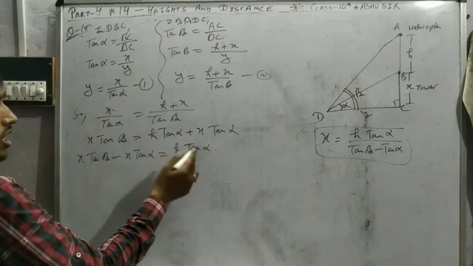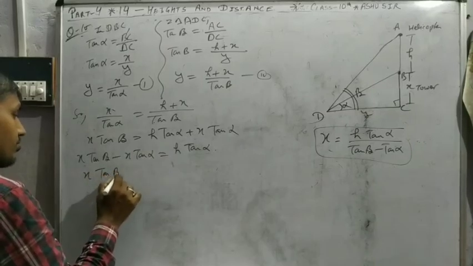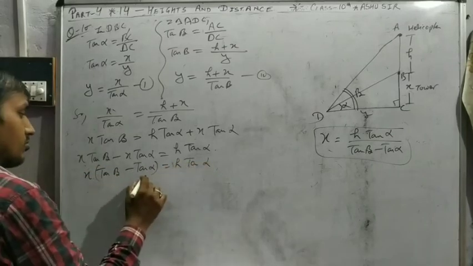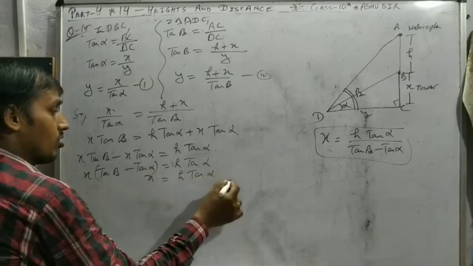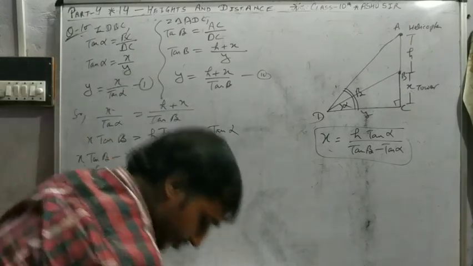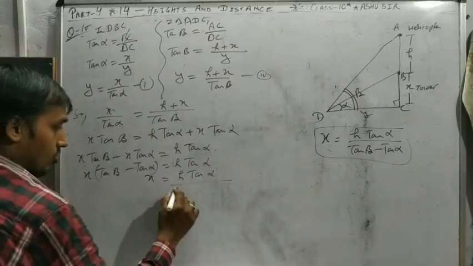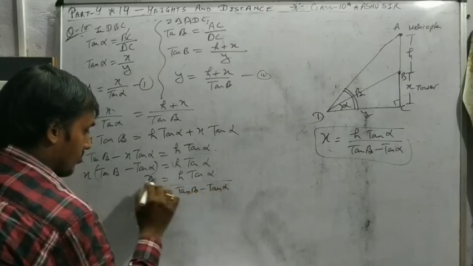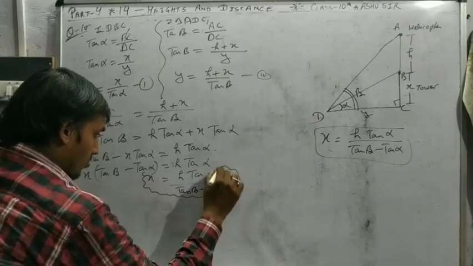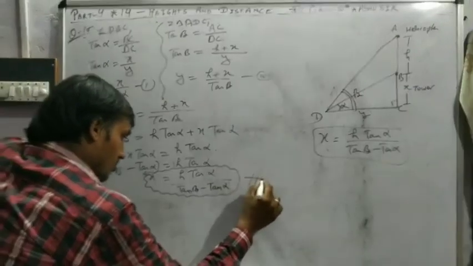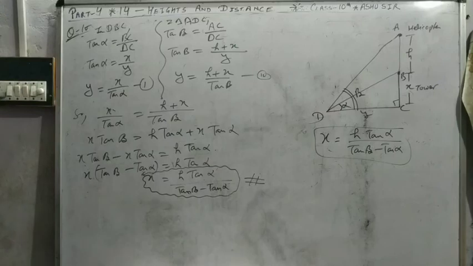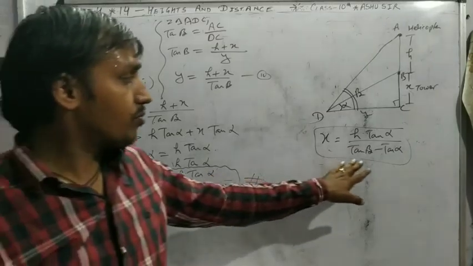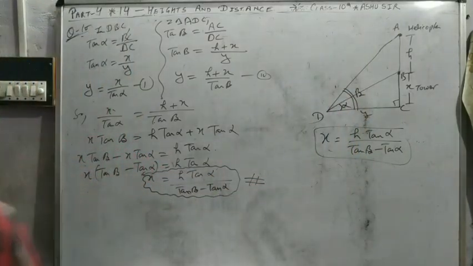x terms on the same side and the remaining on the other side. x taken common. x is equal to the whole term on the other side, so it is in division form. I hope you understand the process of solving is same for all questions, either the proving questions or the numerical questions. Okay, pause the video, note down.